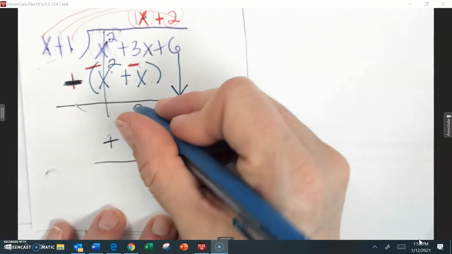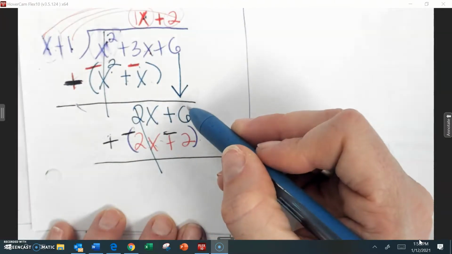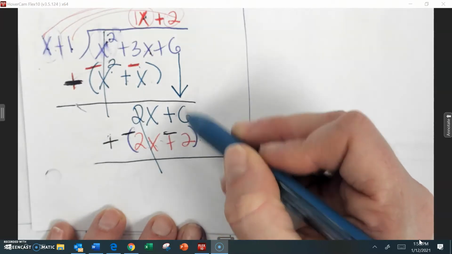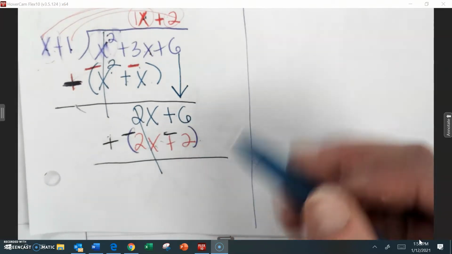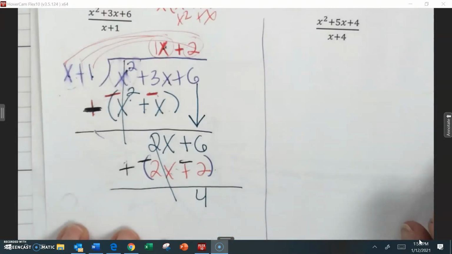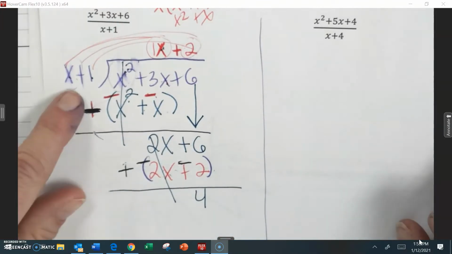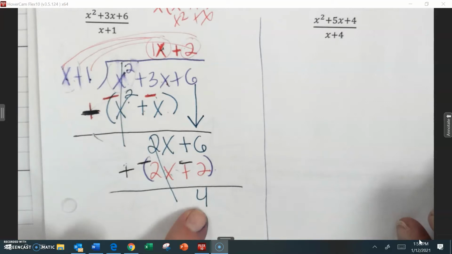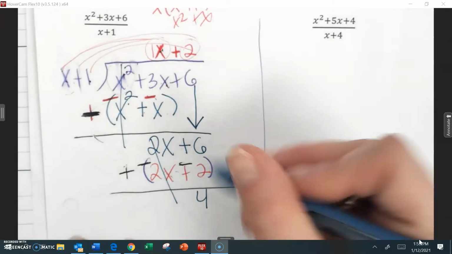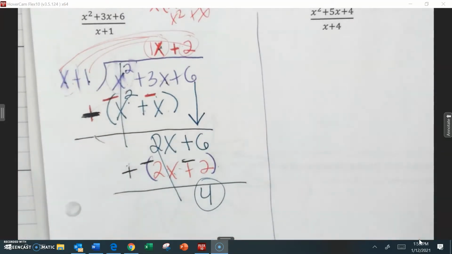Instead of subtracting, that's the same thing as distributing that negative through. 2x minus 2x cancel. 6 plus a negative 2. What's 6 plus negative 2? Thank you, Rose. You're with me? 4. Now, y'all, what do we call that for? Can a binomial go into a monomial? No. So this is called your remainder, and here's how you write your final answer.